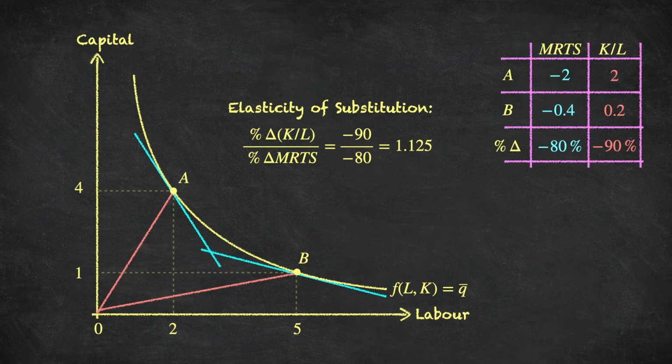So let's introduce the idea of elasticity of substitution. The formal definition of elasticity of substitution is the percentage change of the capital labour ratio divided by the percentage change in the marginal rate of technical substitution. So it's the percentage change in the slope of the red lines in response to percentage changes in the slope of the blue lines.